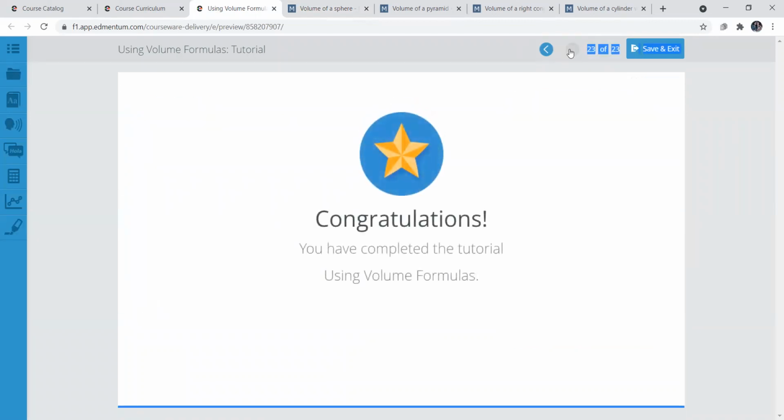And there you have it. There is a brief overview of the volume formulas. And you should look at the other links that I have that break the volume formulas down a little bit more. They're just quick lessons to show you what they are.